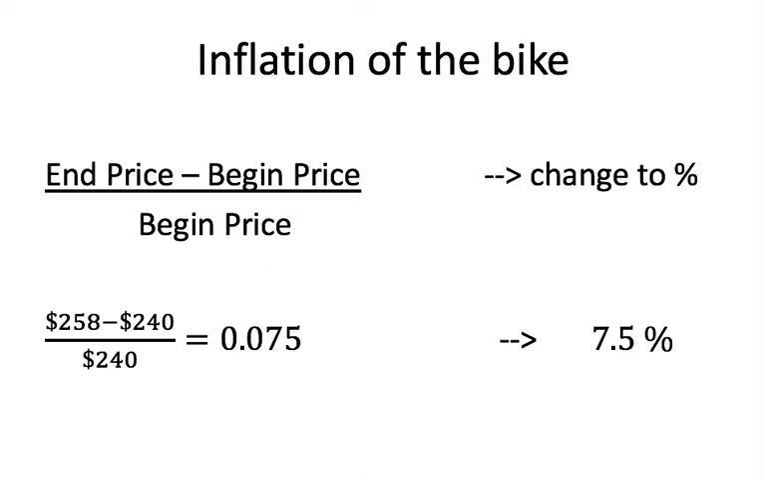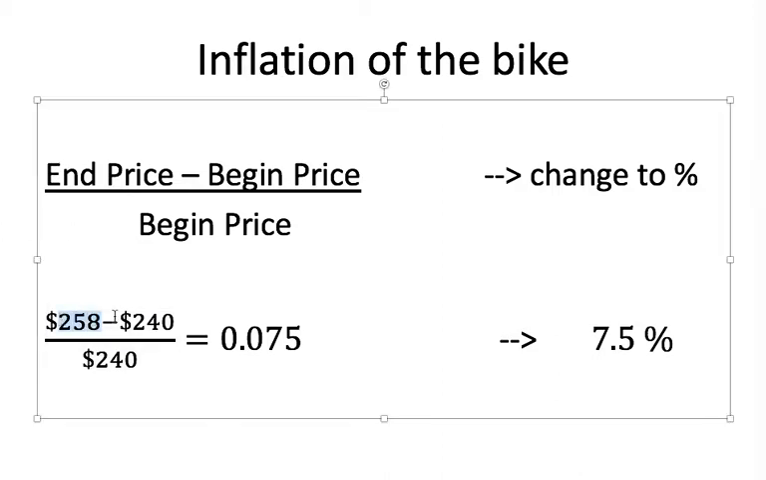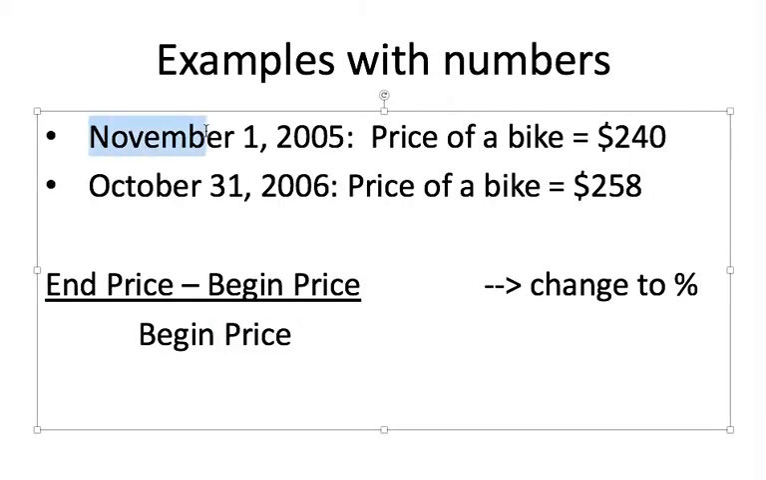So let's put our numbers into our equation. Our end price was $258, so that's where this is coming from. And our beginning price was $240, so that's where that came from. So do the math for that, and it comes out to this decimal right here. In order to change this decimal to a percent, you just move the decimal point over to the right 2 times. So then you get 7.5%. So that is the annual change in price from November 1st to October 31st in this example.